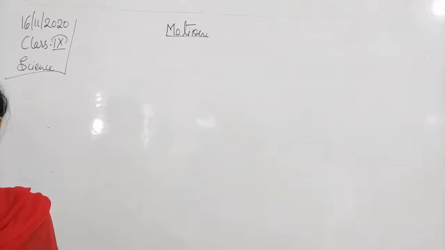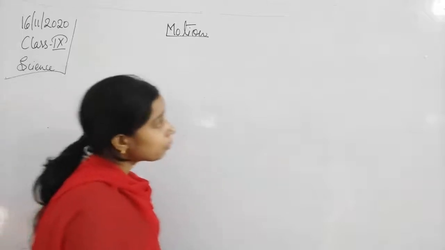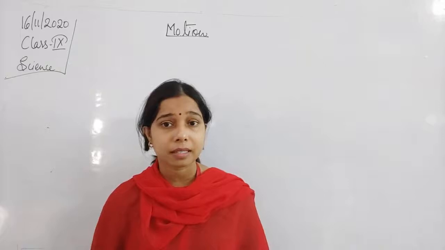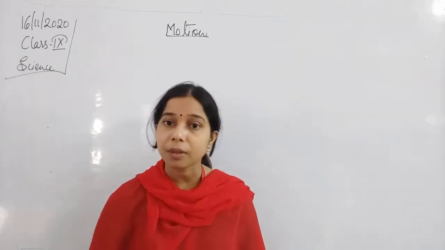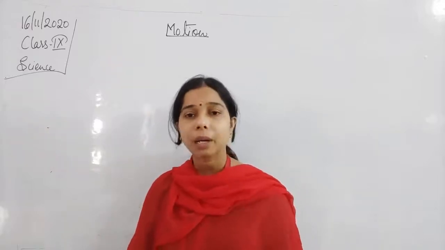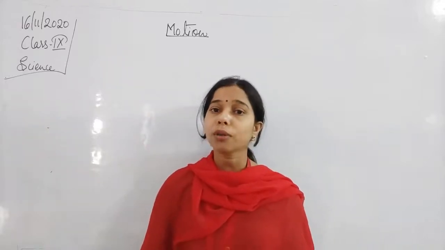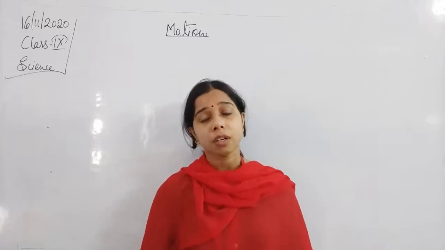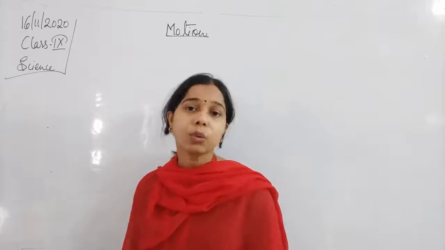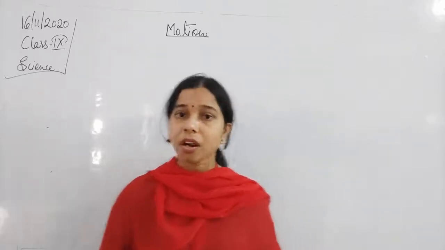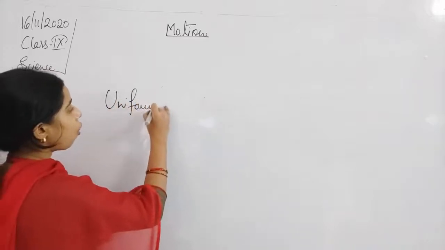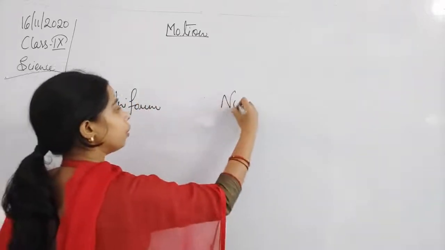Uniform motion is that motion, students, in which the object travels a certain distance in an equal interval of time. And non-uniform motion is such a motion in which the object travels unequal distance in an equal interval of time. So the two types of motion are uniform and non-uniform.